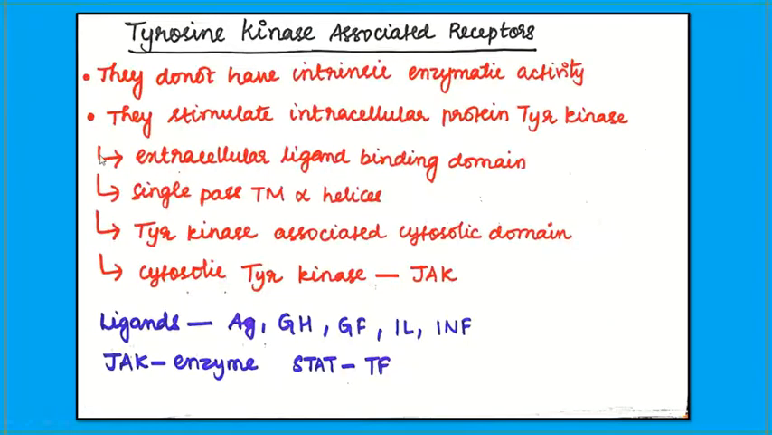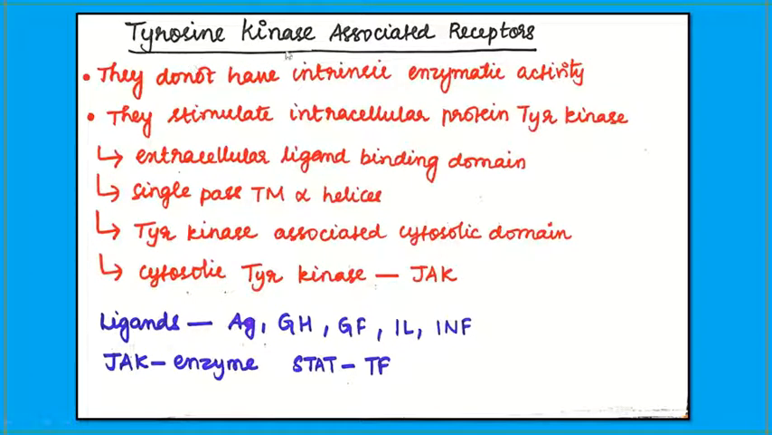apoptosis. So this is the first category of our receptor tyrosine kinase, which is present in the enzyme linked receptor, in which we saw three pathways: RAS-MAP kinase pathway, IP3 DAG pathway and PI3 kinase pathway. So these three pathways come under receptor tyrosine kinase. Now we are going to move to the next category, tyrosine kinase associated receptors. This is the second category of enzyme linked receptor.